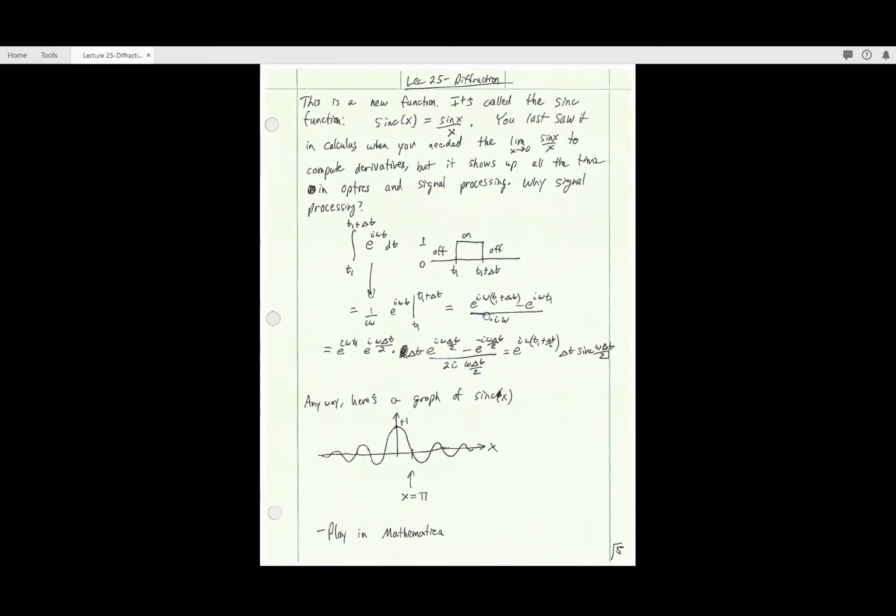And when you do that integral, if you go through all the steps, you wind up getting sine of omega delta t over 2 divided by omega delta t over 2. And so that's called the sinc of omega delta t over 2. And here is a graph of it. All right, so this shows up all the time in digital signal processing.